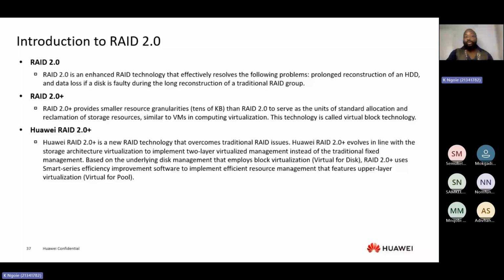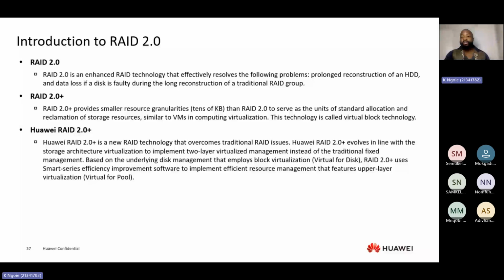Because it takes a long time, it's going to affect the rest of the system. During the time that you are trying to reconstruct one disk, another disk may fail, which will now create a data loss. Because remember, we're trying to reconstruct a disk, loading all the data and fixing everything, and then another disk fails at the same time. So that will be a problem.